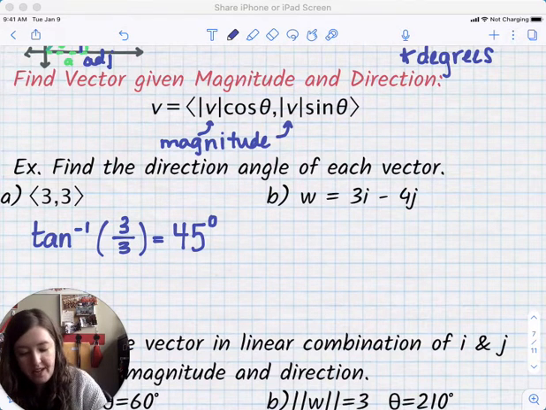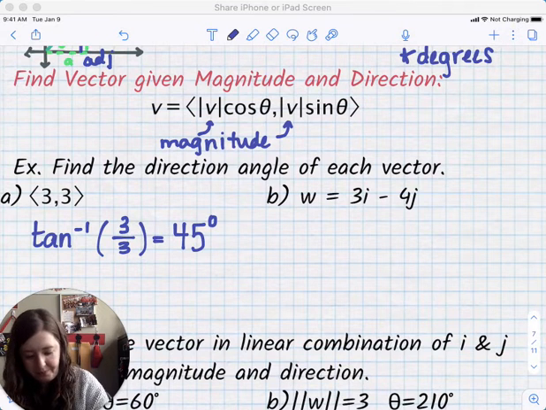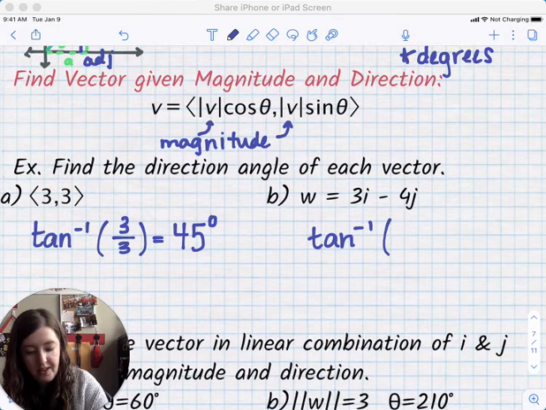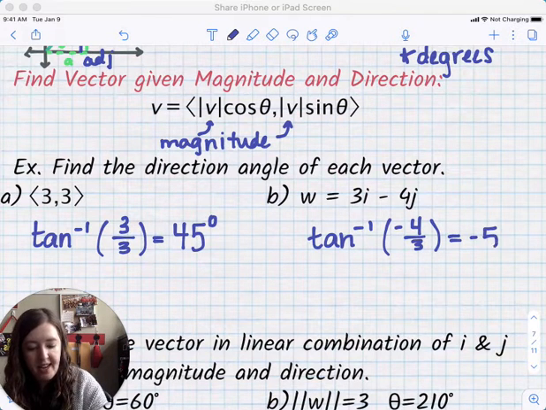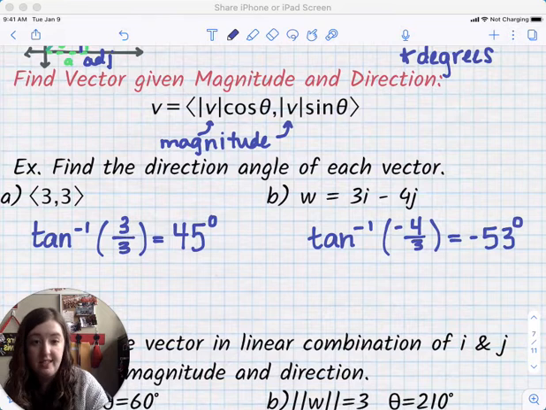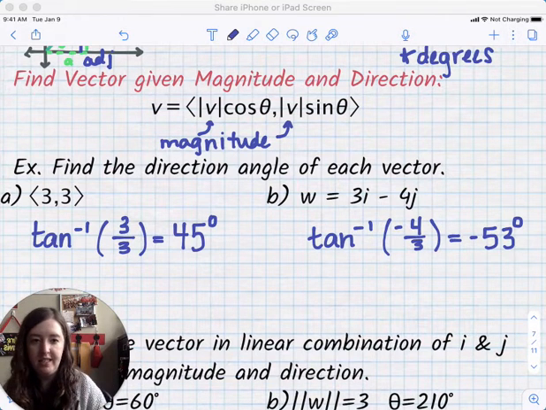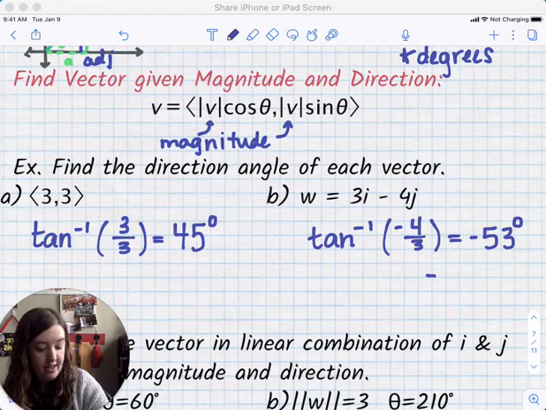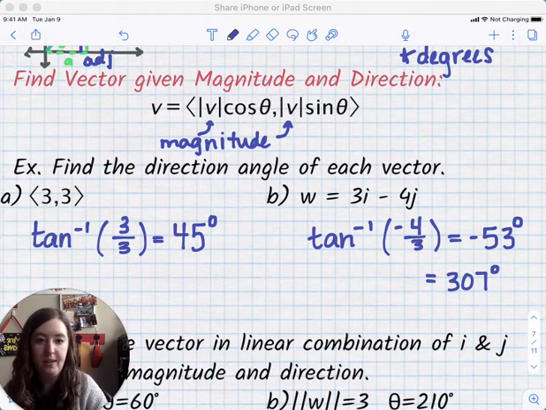We'll do the same thing over here to find the direction angle of 3i minus 4j. So we'll take the inverse tangent of negative 4 over 3. And when we put that into our calculator, we're going to end up with negative 53 degrees. If that negative 53 bothers you, remember that's going to be down there in that fourth quadrant. If you want to add 360 to it, so that way it's a positive number, and you want to call that 307 degrees, I'm fine with that as well.